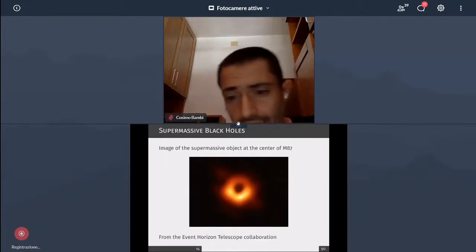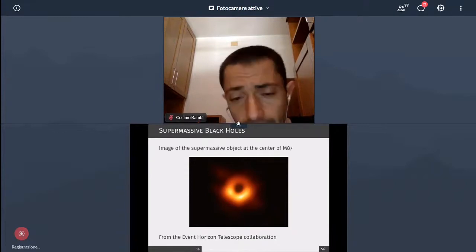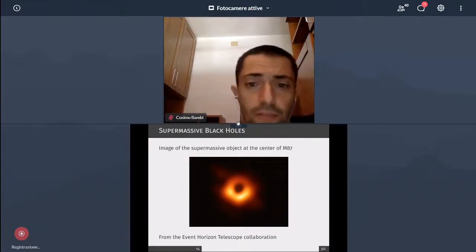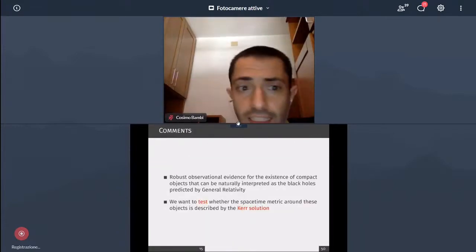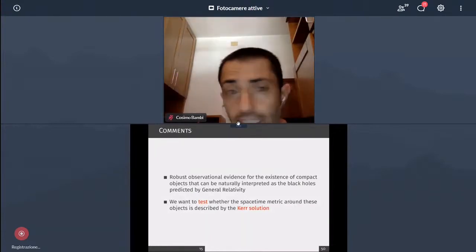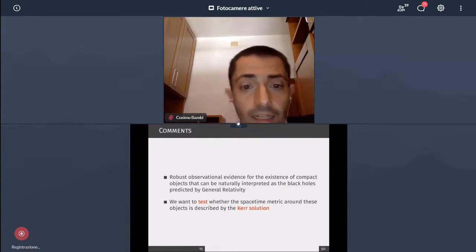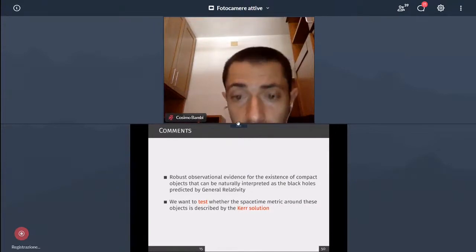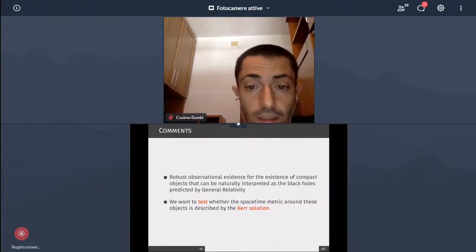This is a well-known picture, the direct image of the supermassive black hole at the center of galaxy M87, released just last year. This is what you would expect for a black hole, and this is indeed what you see. So in the end, there is robust evidence for the existence of compact objects in the galaxy and in the universe, and they can be naturally interpreted as the black holes predicted by general relativity. Here, the idea is to see if we can test the Kerr solution, the prediction of general relativity. Maybe these are black holes from another theory of gravity, or there is some exotic matter, and there may be deviations from the Kerr solution. So basically, we want to test the Kerr metric around these black holes.